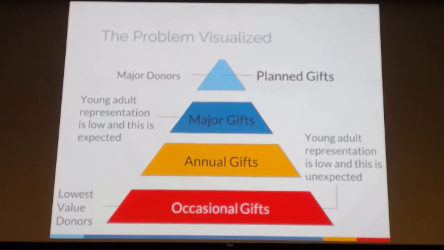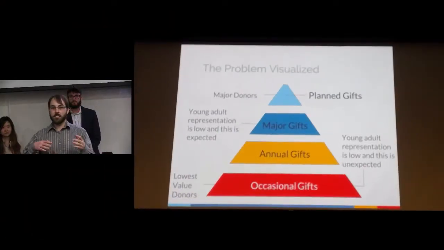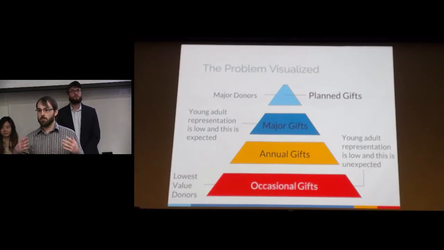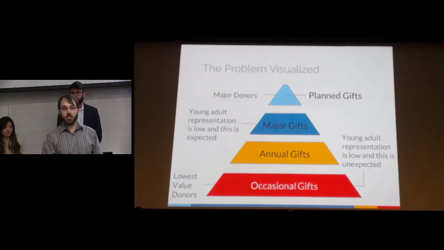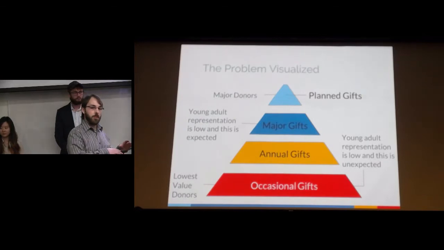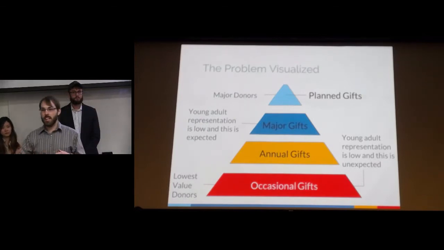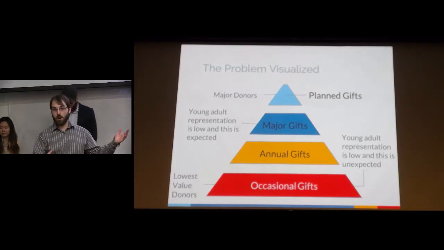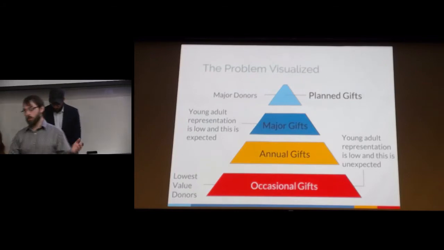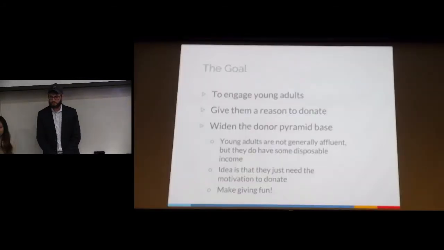Young adult representation at the top of the pyramid, since young adults aren't generally as affluent, is low, and this is expected. We wouldn't expect young adults who are going to college to donate $10,000 to a charity. But at the bottom of the pyramid where you can donate $5, $10, it's low, and this is unexpected. So the challenge was to create a product, the social giving product, which would actually attract more donors to this base. So that was our challenge, to engage these young adults, make donating and philanthropy fun, and find a way to widen this donor pyramid base.